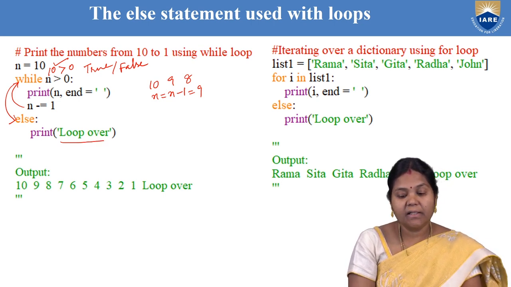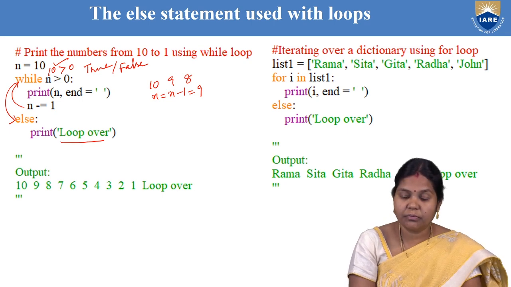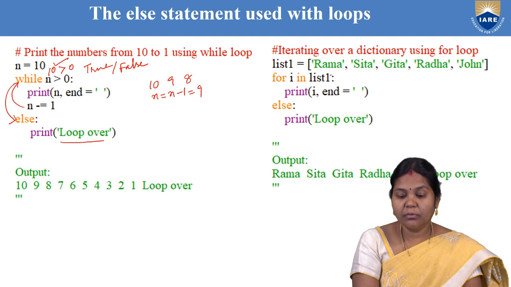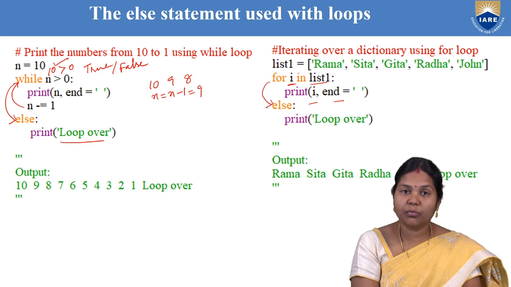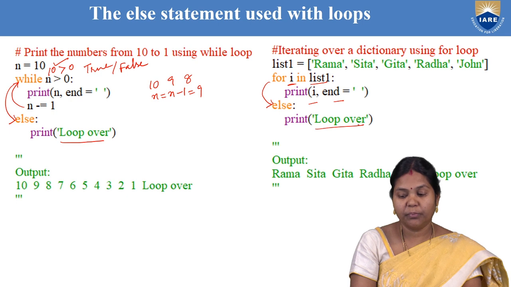Similarly, the else statement you can write with a dictionary or any sequence also. For example, if you want to iterate over a list, suppose this is a list. The for loop is iterating over the list and displaying the elements of the list. When the contents of the list are over, you can come to the else part and you can display a message that the loop is over.